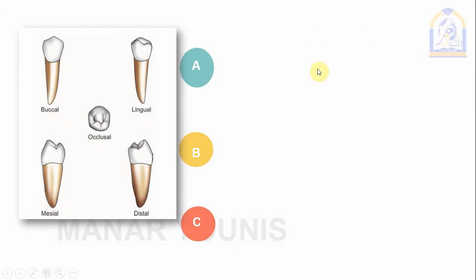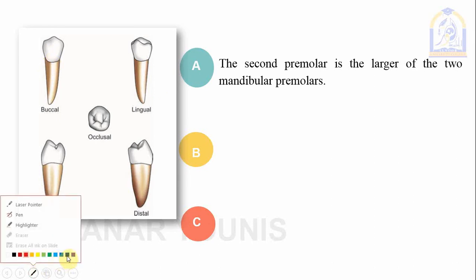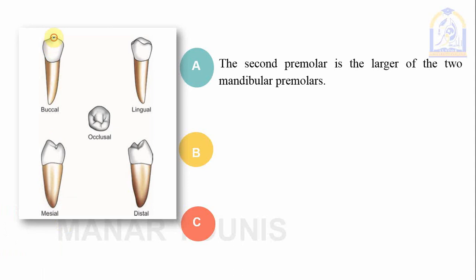The mandibular second premolar usually shows the following variation from the mandibular first premolar. First, it's usually the larger of the two mandibular premolars, which is opposite of the situation found in the maxilla, where the first premolar is larger than the second. Usually, the mandibular second premolar, in fact, is smaller or shorter than the first premolar in crown length.